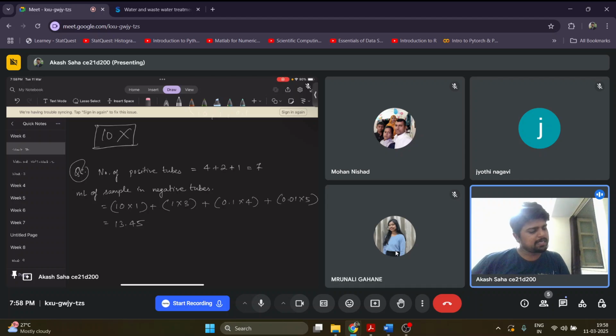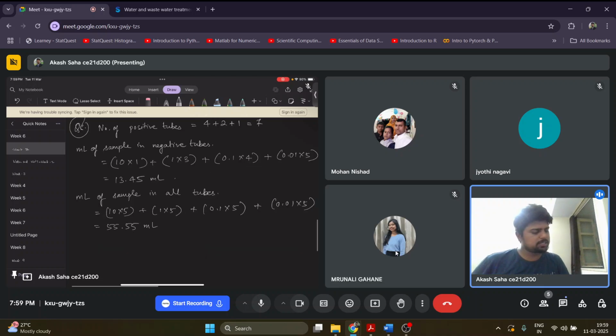Then next is the ml of sample in all tubes. So what is the total ml I am taking? For 10 ml 5, 1 ml 5. So for all the mls I am taking 5 test tubes. So it will be 10 into 5 plus 1 into 5 plus 0.1 into 5 plus 0.01 into 5. So it will be around 55.55 ml.